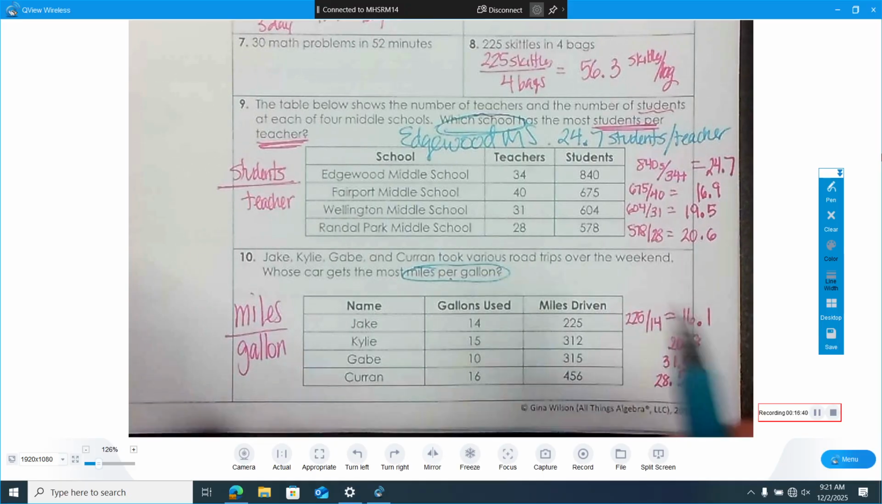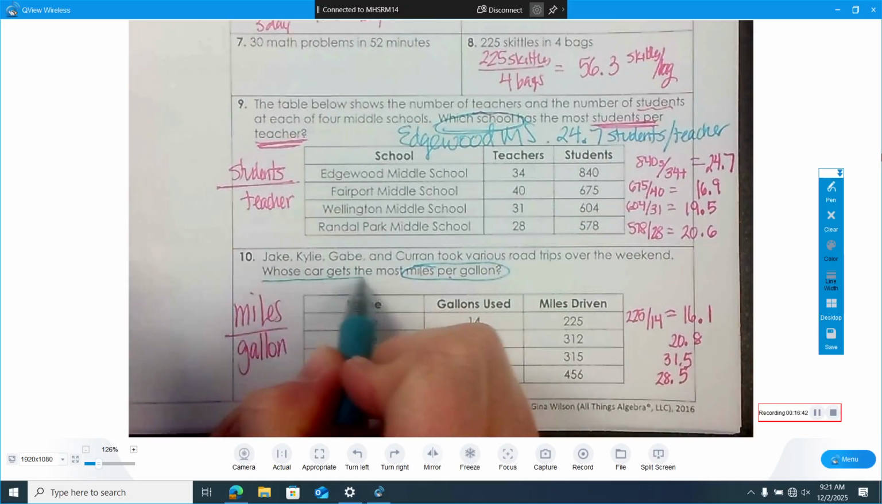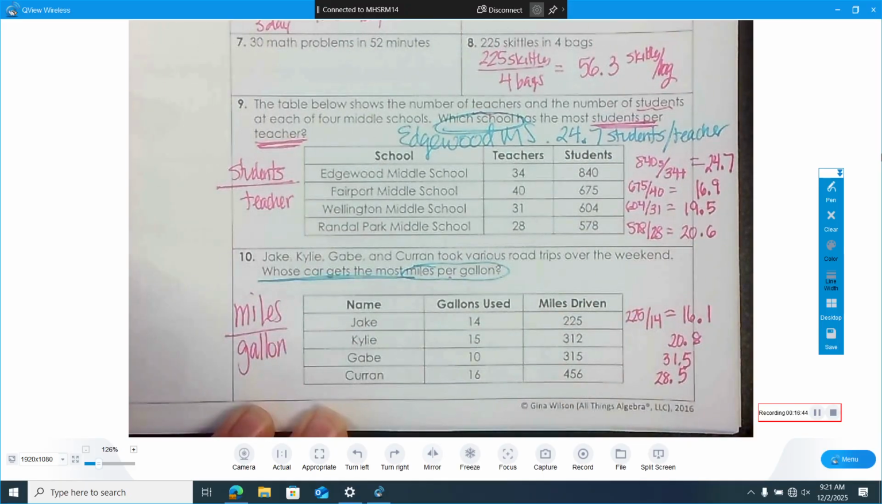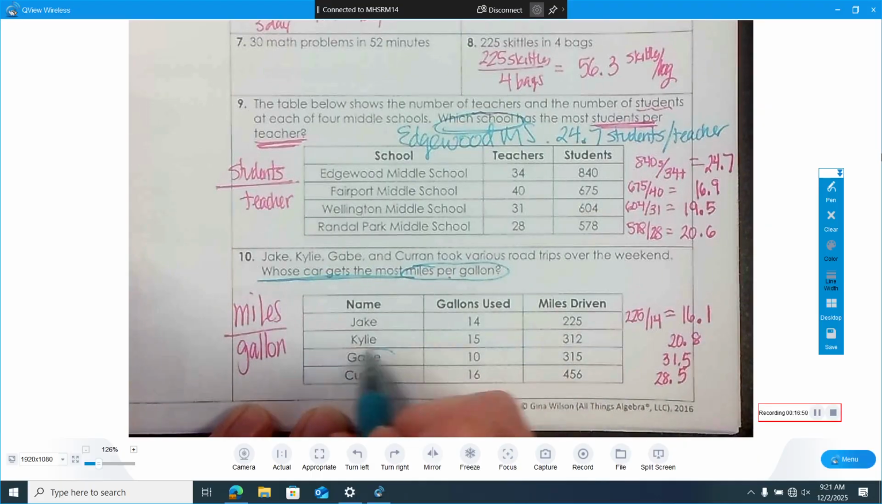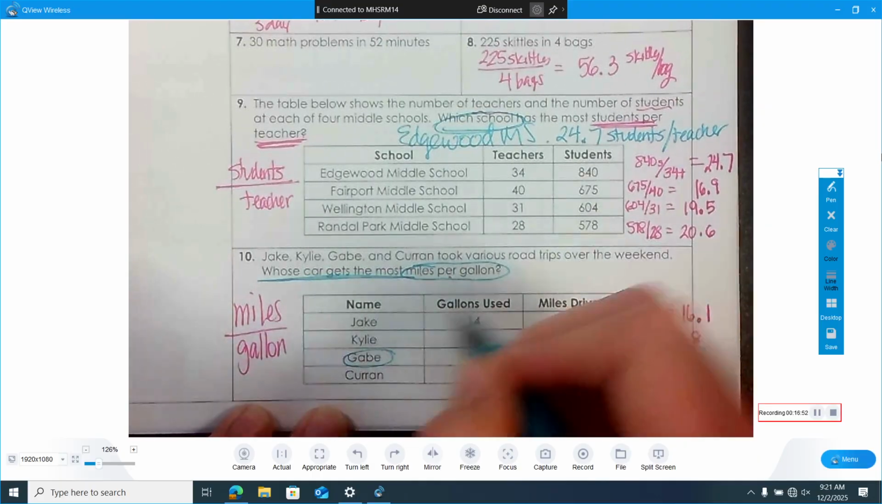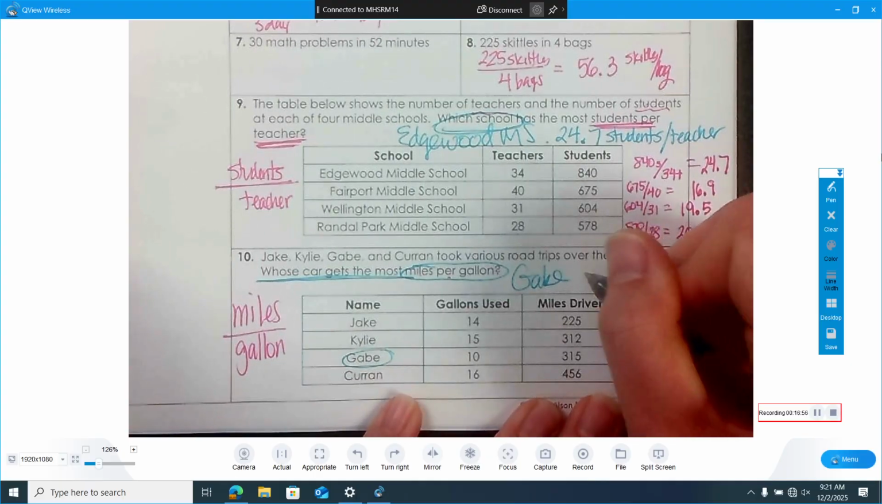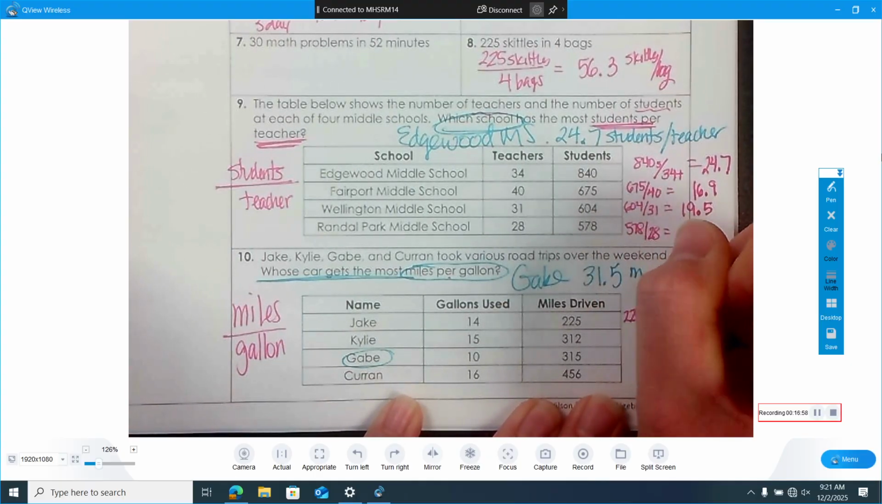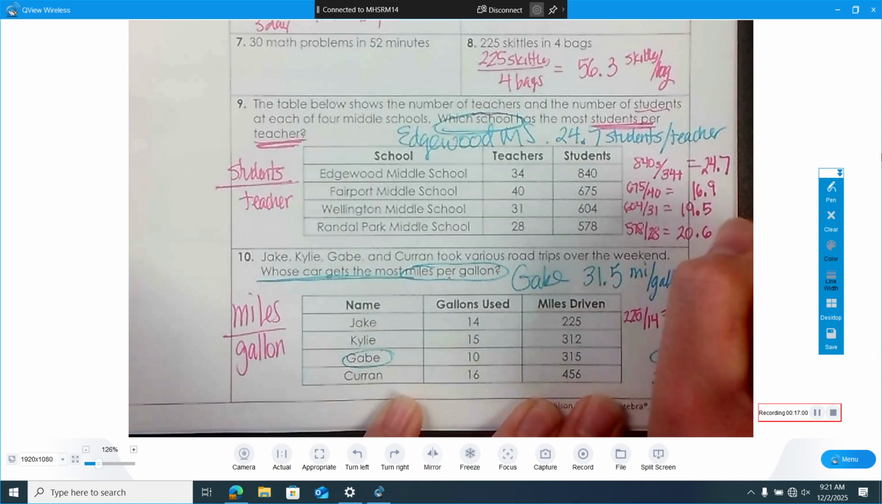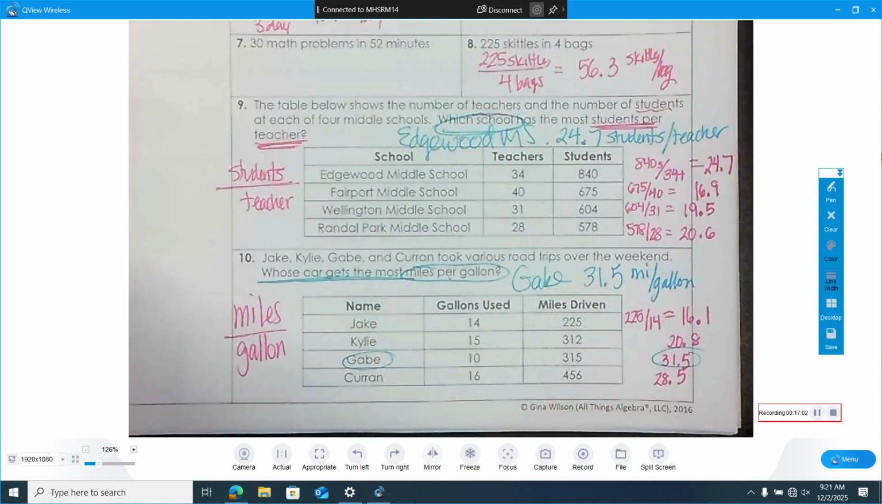All right, so the question was, whose car gets the most miles per gallon? Gabe's car. He gets 31.5 miles per gallon, which is really great. My car gets like 20. This is not so great.